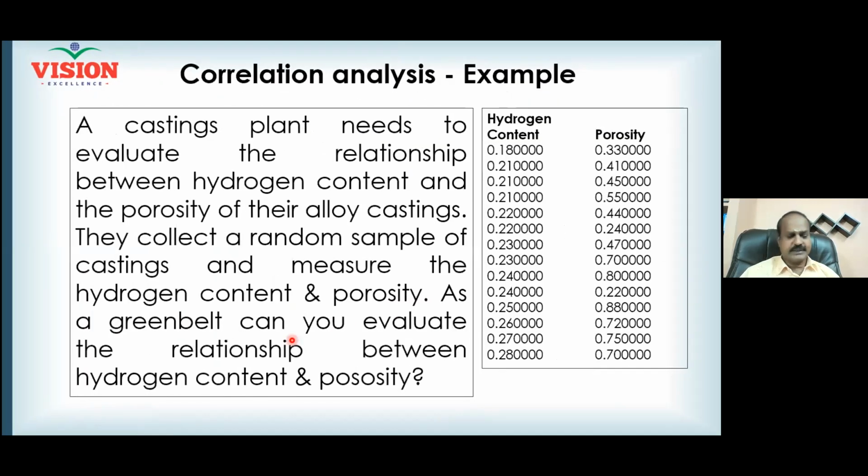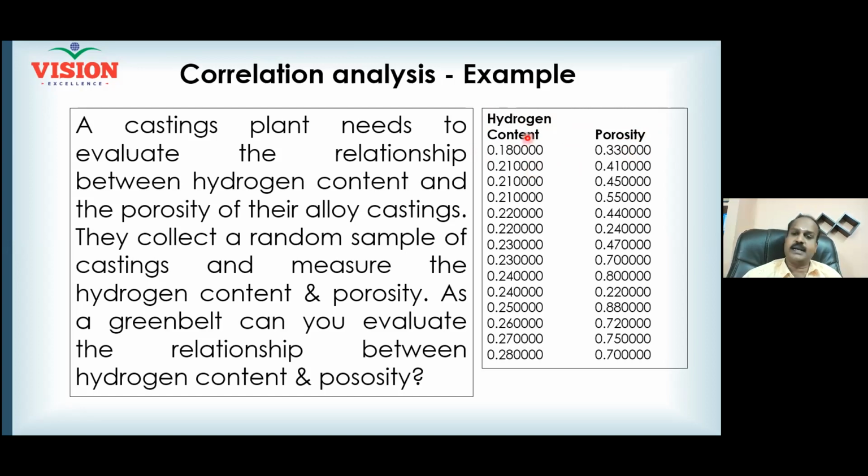So let's take an example. How can we use this in our business? An aluminum casting industry, they are manufacturing castings, and porosity is a problem. A frequent casting defect is porosity. And in the brainstorming and the fishbone analysis, people are suggesting that hydrogen content could be the culprit. And you wanted to understand whether hydrogen content is the real culprit or not.